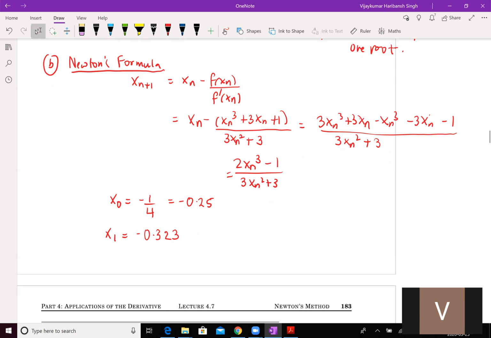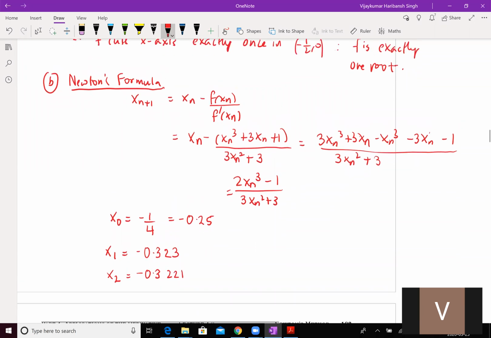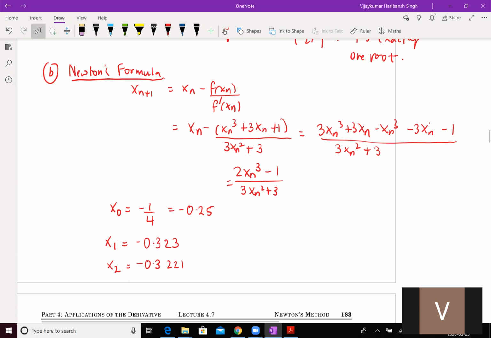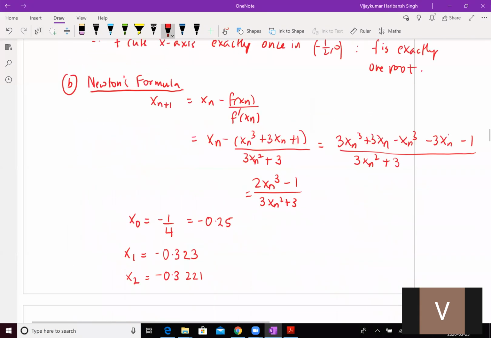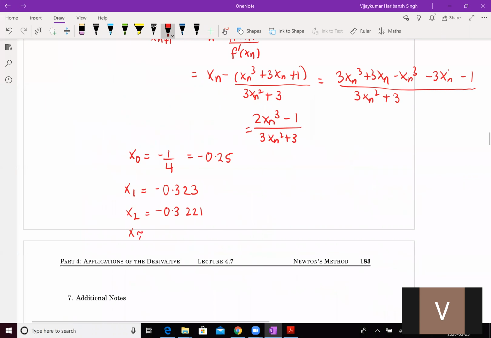Then I compute the next iteration. x2 is minus 0.3221. So in this case, you can already see that the second iteration is similar to the first iteration, and they agree up to 2 decimal places. And that's what we were looking at. Therefore, x is minus 0.32, accurate up to 2 decimal places.